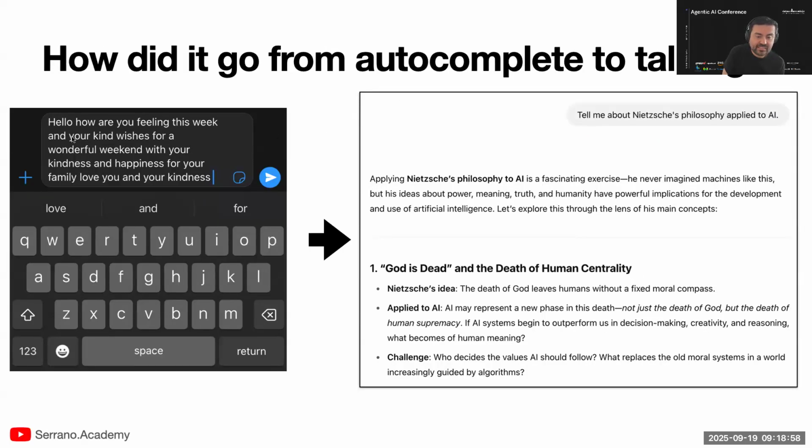Basically it went from this thing that sounds like Dory to this thing where you can ask it about Nietzsche's philosophy applied to AI and it just tells you a wonderful thing. So what is special about it?